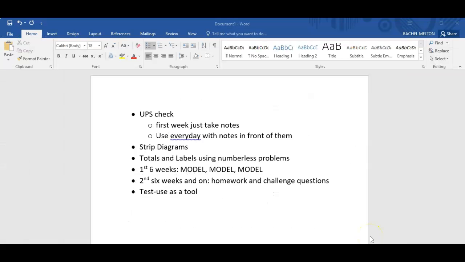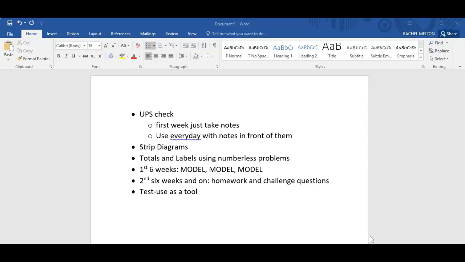Lastly, this is the progression of how I teach all of these things. For the first week, when we're setting up our notebooks, I always give students a paper copy that they glue into their notebook that has the UPSCheck.